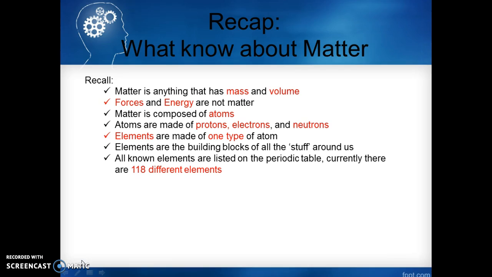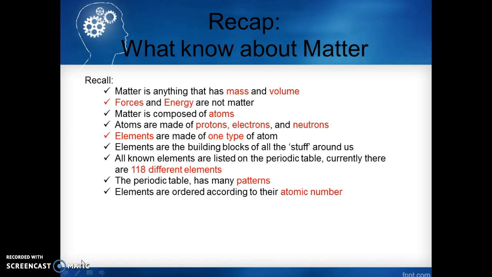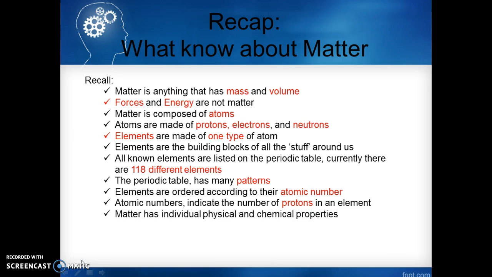All known elements are listed on the periodic table. Currently, there are 118 different elements. The periodic table has many patterns. Elements are ordered according to their atomic number. Atomic numbers indicate the number of protons in an element. Matter has individual physical and chemical properties.